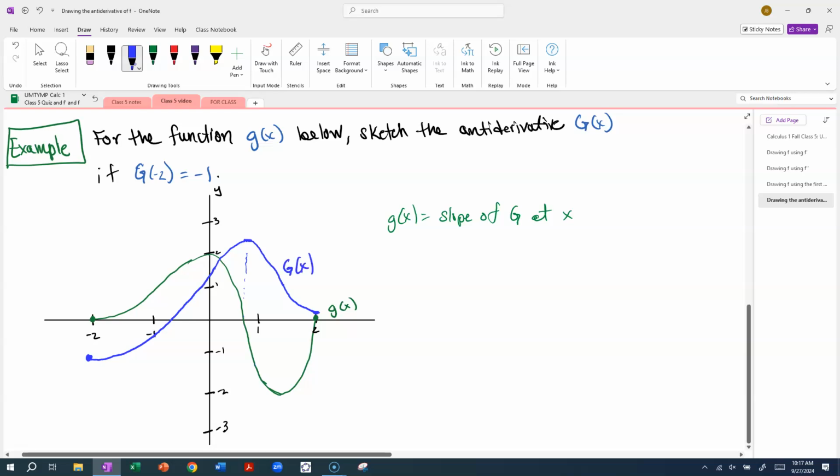So again, what I did is I viewed the green graph, little g of x, as the graph of the slopes. And so you have to start with a point and then use that point as a launching off opportunity to get the rest of the graph.